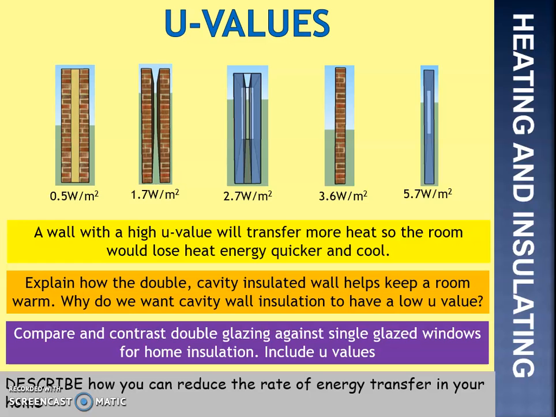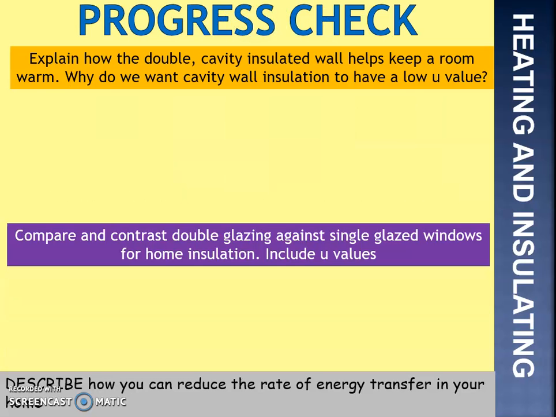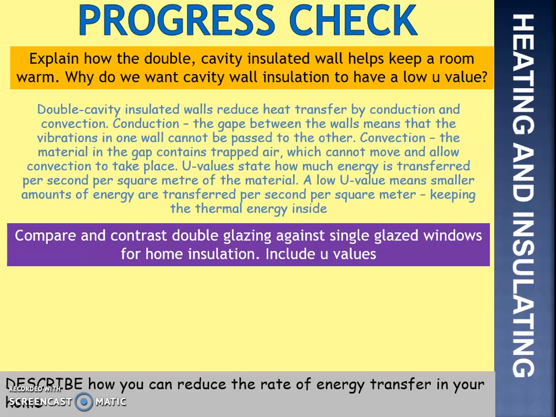Okay, so for the double cavity insulated wall, what we have is double cavity insulated walls reduce heat transfer by conduction and convection. Conduction, the gap between the walls, means vibrations in one wall can't be passed to the other, and convection, the material in the gap contains trapped air which can't move and allow convection to take place. The U values state how much energy is transferred per second per square metre of the material, and a low U value means smaller amounts of energy are transferred per second per square metre, keeping that thermal energy inside.